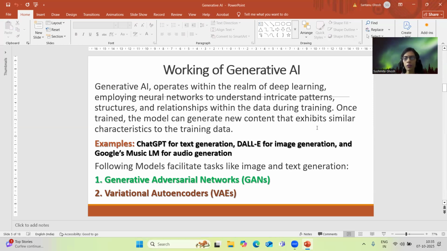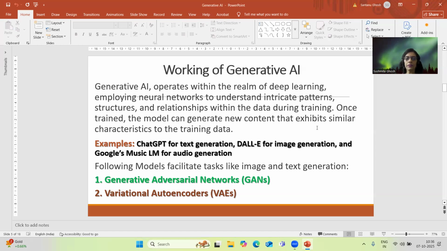Of course, because it is being trained on a huge amount of data, we say that it is definitely machine learning, but even more to the core, deep learning. It is employing neural networks also to understand the intricate patterns, structures, and relationships within the data during the training. And then only it is able to give you that final output. Now, these two categories of working have been defined, which are also called models. Various models facilitate this task of image and text generation.